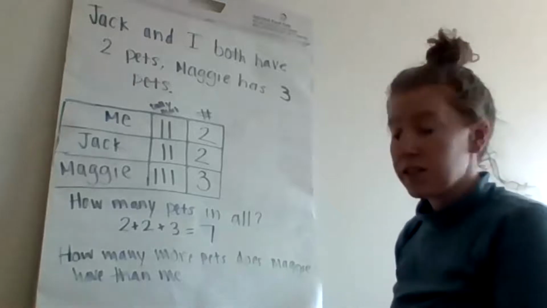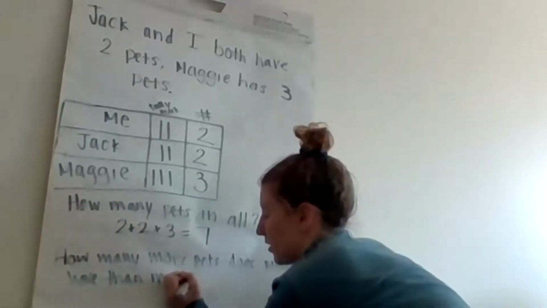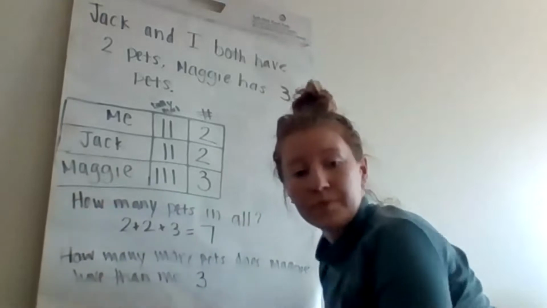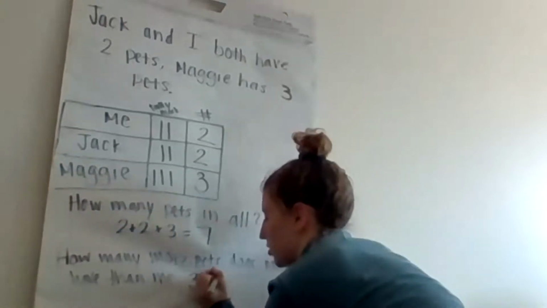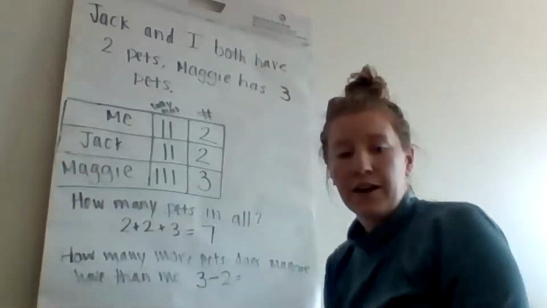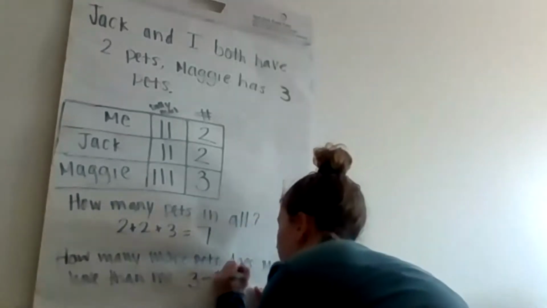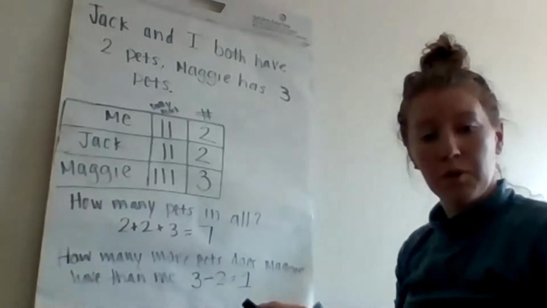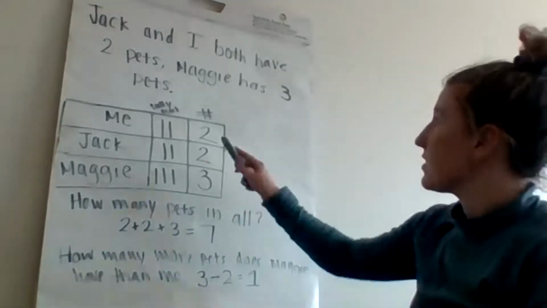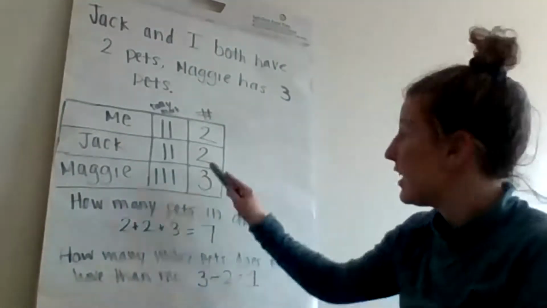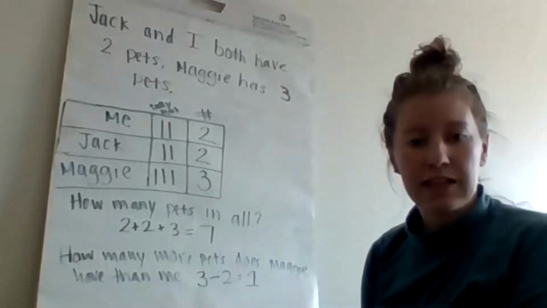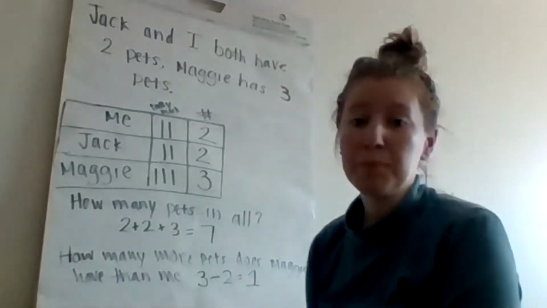To find the answer to that question, you need to take the bigger number, 3, and subtract the smaller number, 2. If I have 3 and I take away 2, I have 1 more. She has one more pet than me. So this is how I turn this information into a table and use it to answer questions. I'm going to play a quick math video for you guys, and then we'll go through today's work.